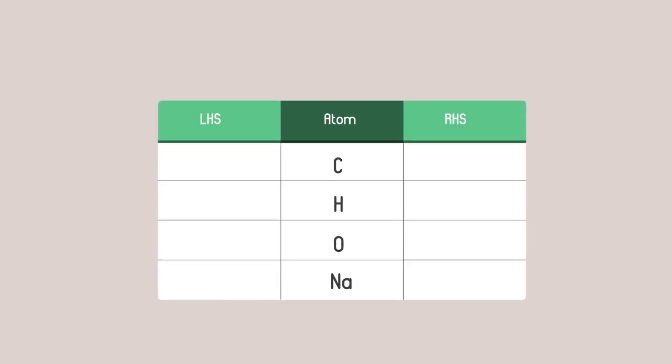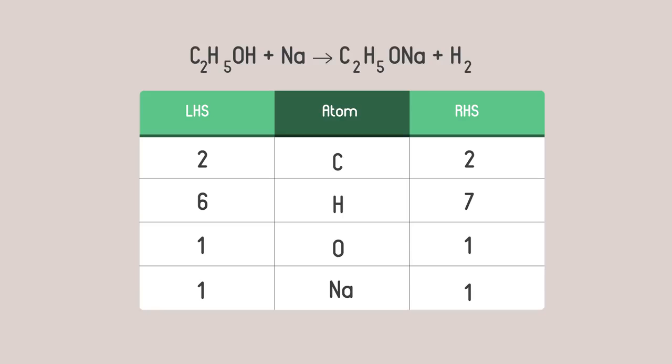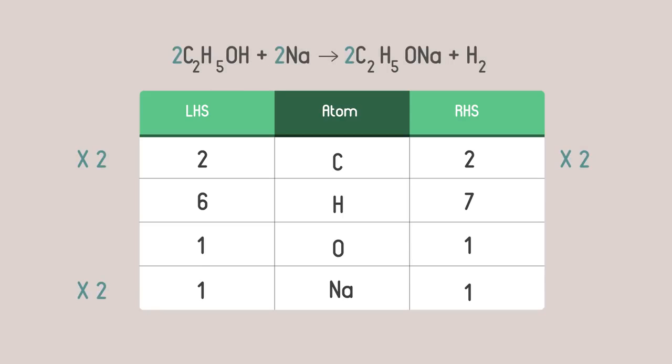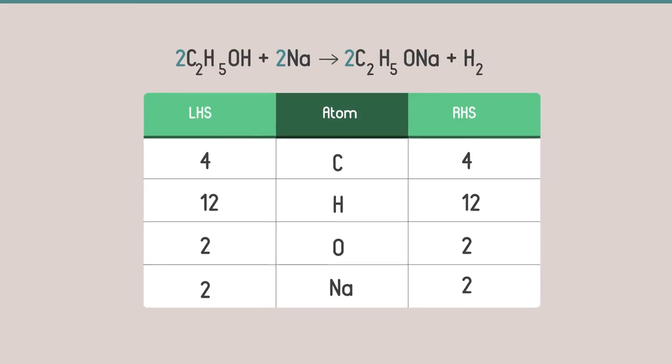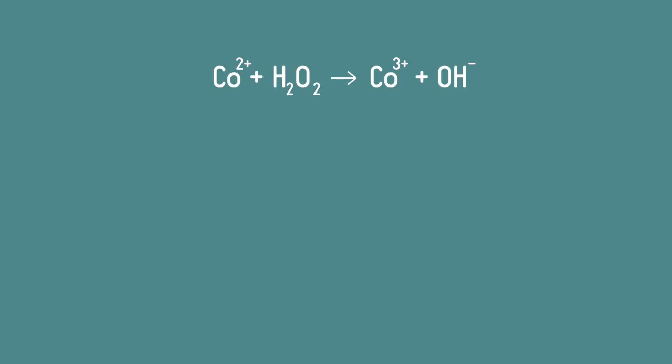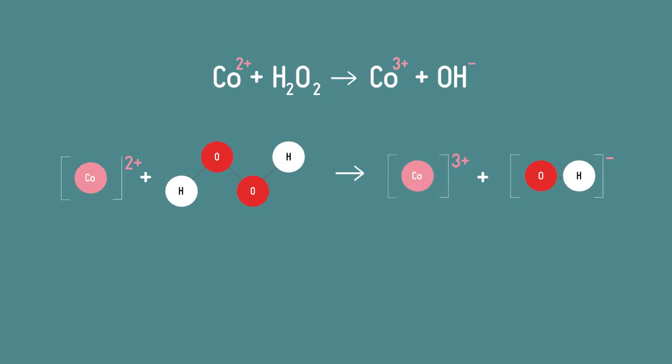If you made a mistake, remember to redraw the whole table and count up the atoms every time you change the numbers at the front. Sometimes it takes a bit of trial and error. If there are charges in a formula, these also need to be balanced. Look at this reaction for the oxidation of cobalt, for example.